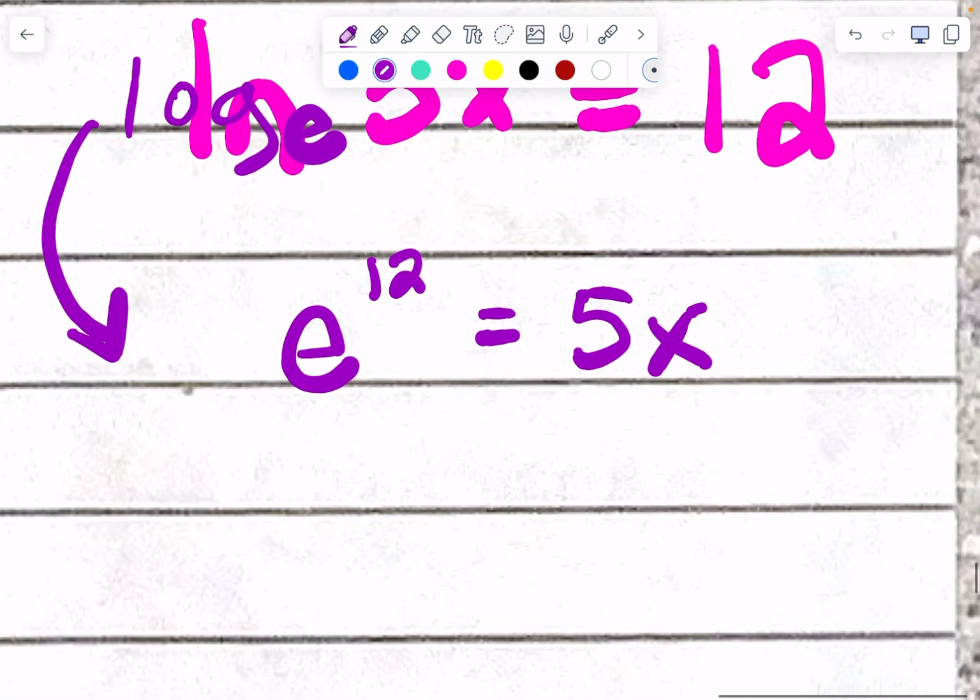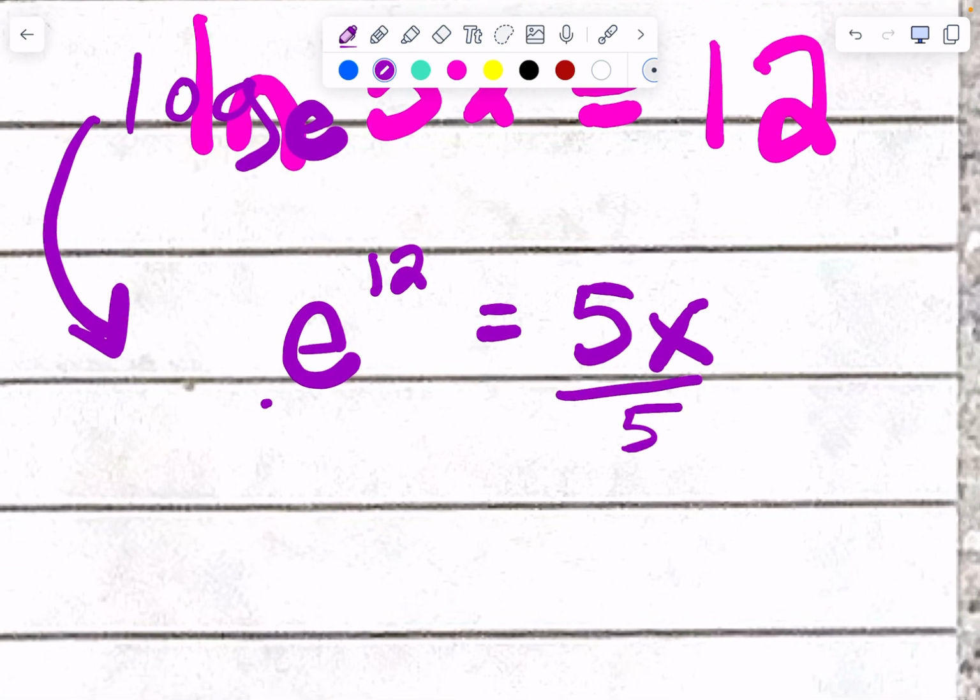Now how do I get x by itself? Divide by 5. So e to the 12th power, which is a huge number, divided by 5 will give me my answer.